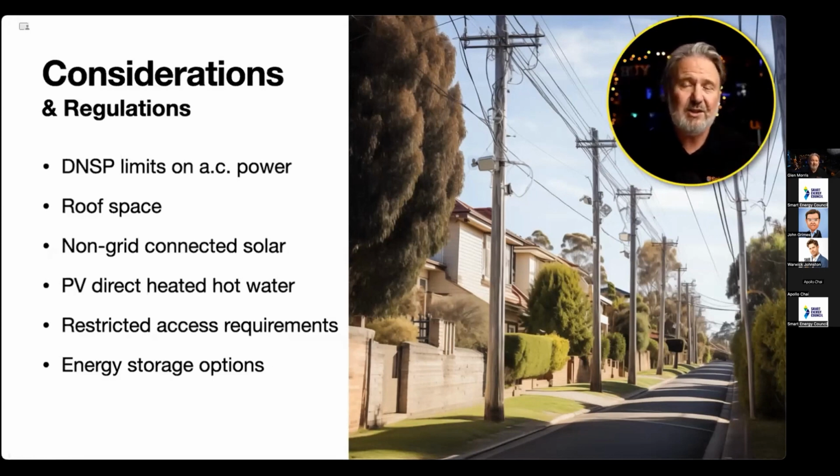So there are systems, even pool heating and air conditioning systems, that are not grid connected. So that's a way of avoiding the DNSP restrictions on the amount of AC power that you can connect to the network. And lastly, of course, energy storage.